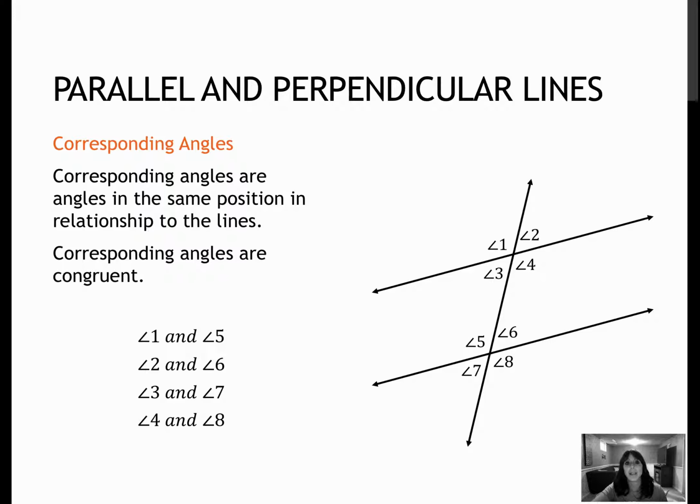The last type of angle that is formed here are called corresponding angles, and corresponding angles are angles that are in the same position in relationship to the lines. So notice angle 1 is the top left of the 4, and so is angle 5. Angle 1 and angle 5 are corresponding, and they are congruent. And then 2 and 6, 3 and 7, 4 and 8.